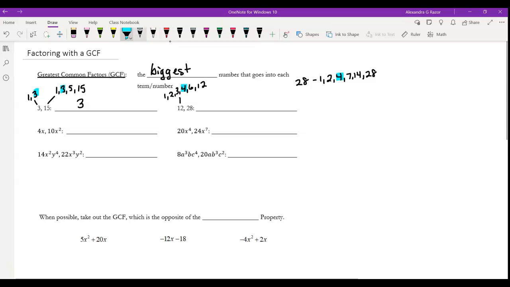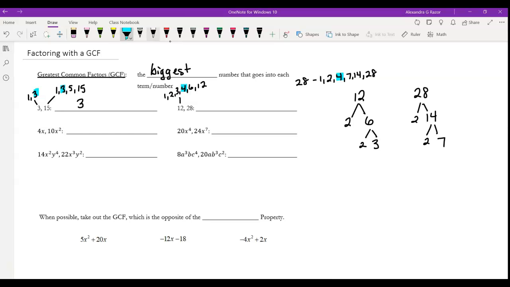Another way you can find GCFs, if you're not really good with knowing what goes into it, is you could do a factor tree. For a factor tree, 12, I usually start with 2. 2 goes into 12 6 times. 2 is prime, so I'm not going to break it down anymore. 6 is made up of 2 and 3. And then for 28, 2 goes into 28 14 times. 2 goes into 14 7 times.